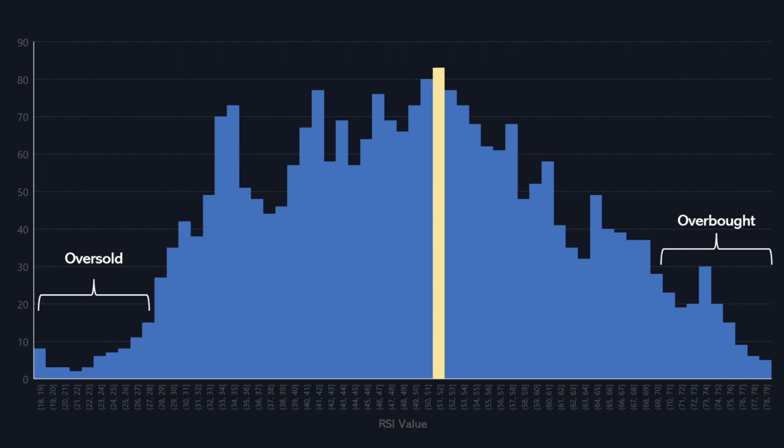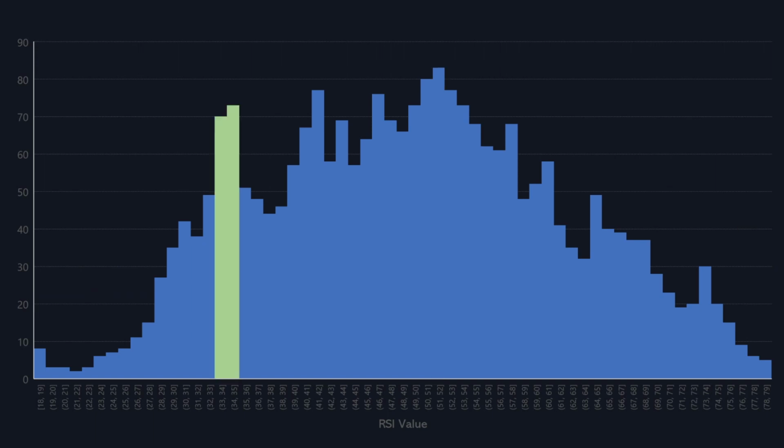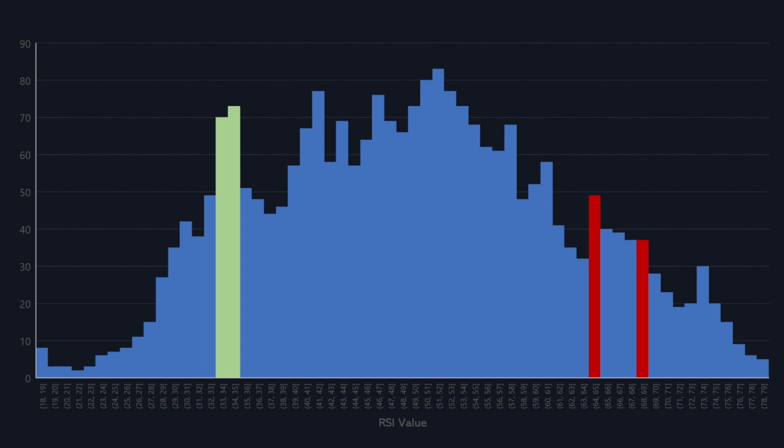Now back to the RSI values of oversold and overbought. An RSI value of 30 or below definitely indicates the market is oversold. But what about an RSI value of 33 or 34? From our data, there are a lot more data points with RSI values of 33 and 34, compared to 30 or less. Should we not consider the market oversold? How about 64 or 68? Is the market overbought at these RSI values?